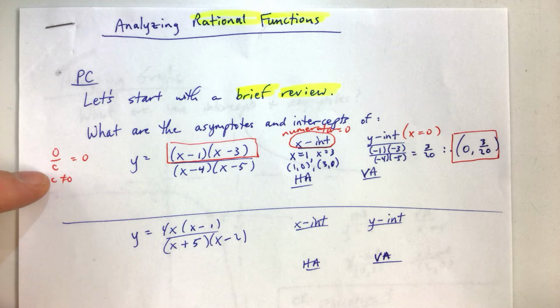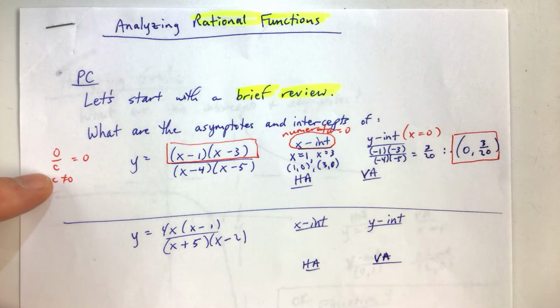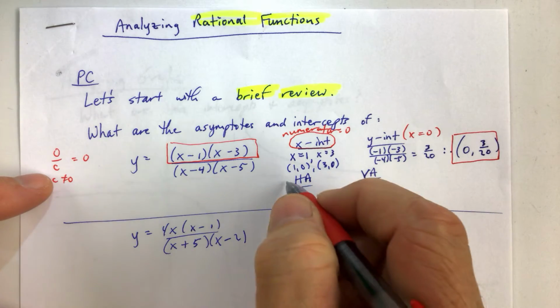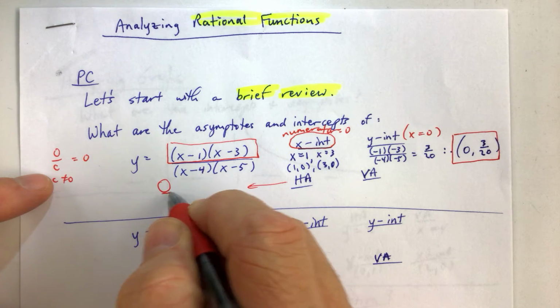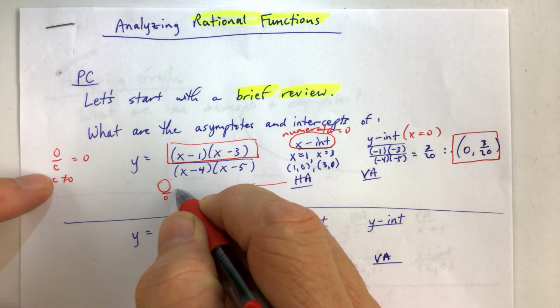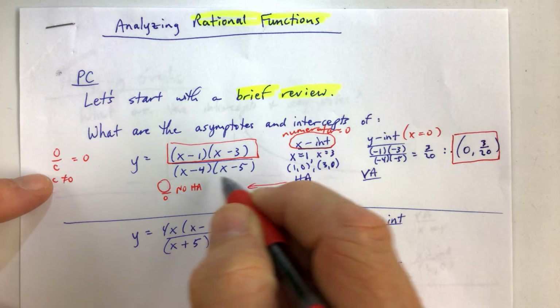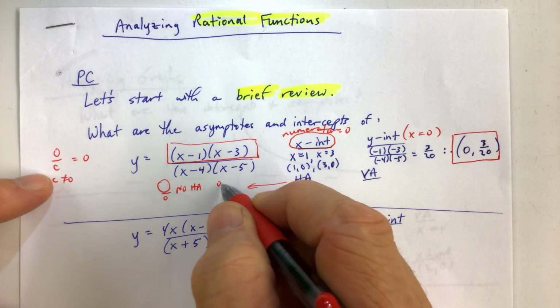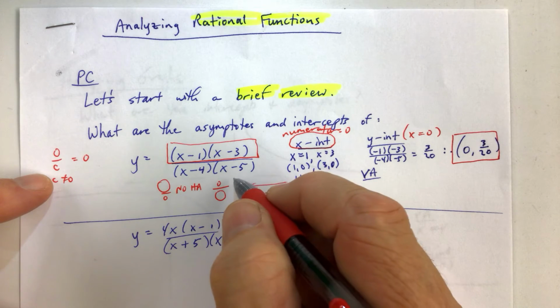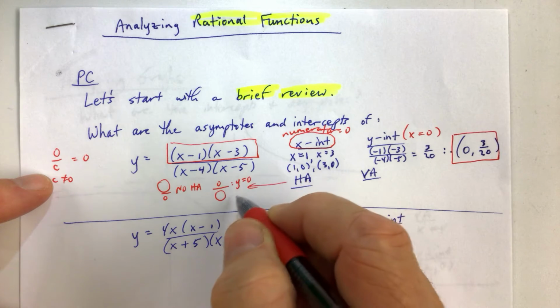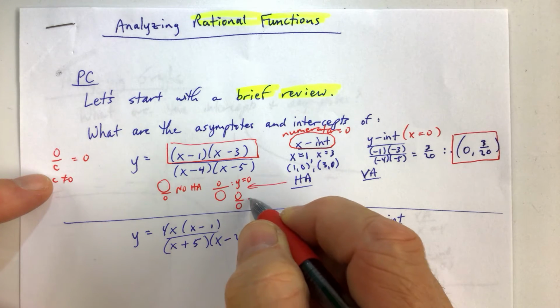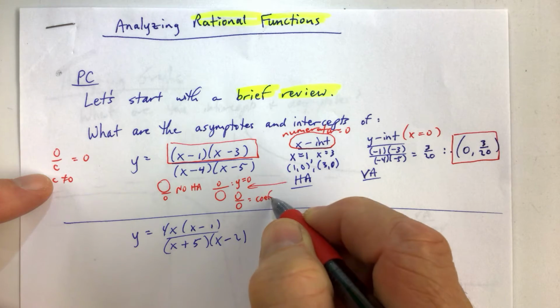So now, let's do the horizontal asymptote. The horizontal asymptote can always be found by using the bubble theorem. Remember, big bubble over little bubble, that's no horizontal asymptote. Little bubble over big bubble equals 0. So the horizontal asymptote is y equals 0. And if the same size bubble, that's equal to the ratio of the coefficients.